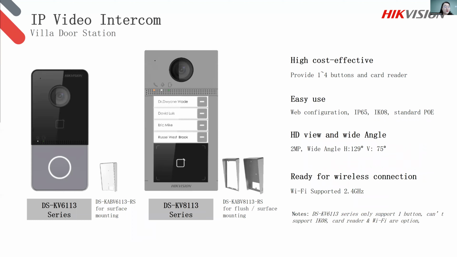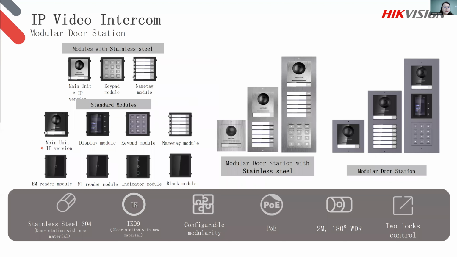And then we have the new ones, like the villa door station, the doorbell. This one has one button or even four buttons, according to the requirements of the villa application. And then we have the modular door station. The main unit has a built-in camera, so we link the modular door station to our indoor station, and then we can see outside.